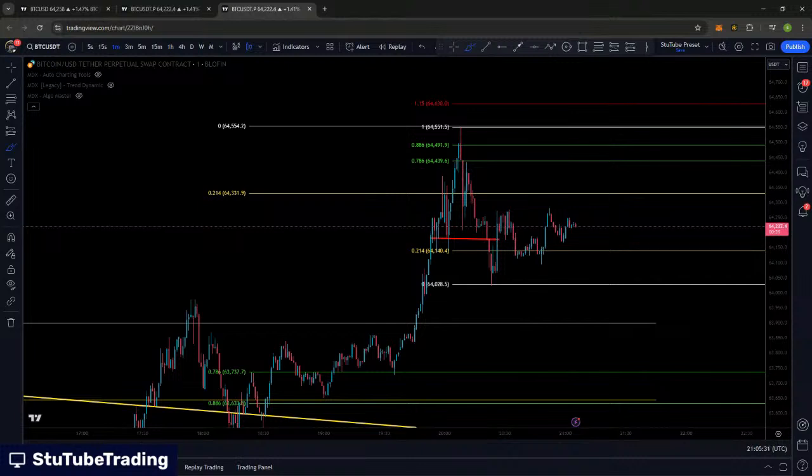Yeah, the 115. But like I said, I do leave some wiggle room past that. Like in this case, I'd probably be looking at 64,677 approximately. I usually give or take like $50 or something for these types of ranges.